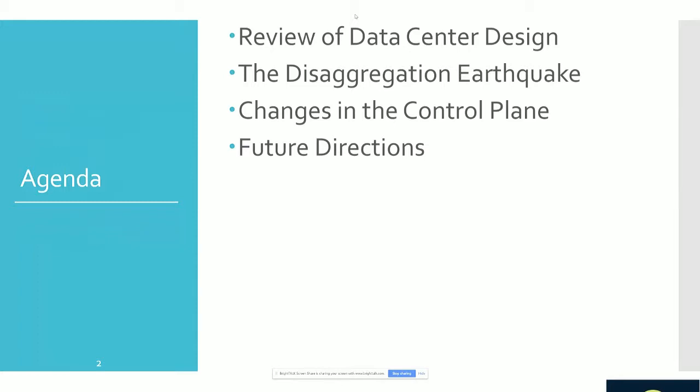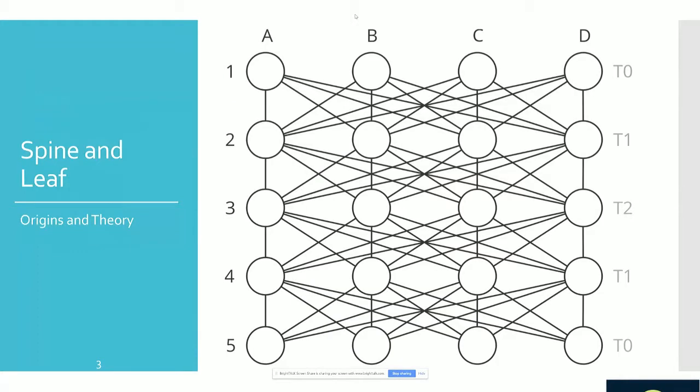And then I want to talk a little bit about changes in the control plane. And then I'm just going to talk a little bit about future directions, some interesting things that I see out there that might be interesting for people who are in the data center space or the network operation space, that might help you understand what's going on in the future, or just things to look for, basically.